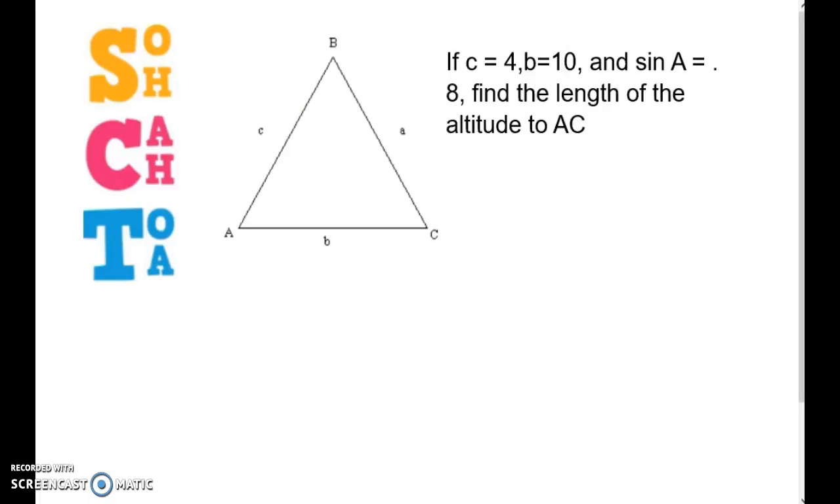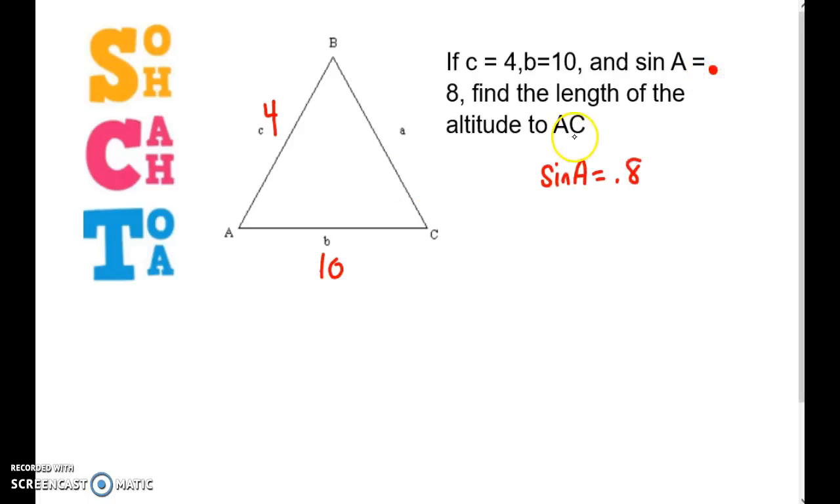Okay, so now we've got a pre-drawn triangle. Again, notice the A and the A set up. But this one is distinctly not a right triangle. That's a big, troublesome fact for trigonometry, so I've got to be very mindful of that. So I know that c is 4. I know that little b is 10. And I know the sine of A is 8. I'm sorry, 0.8. This decimal kind of floated over.